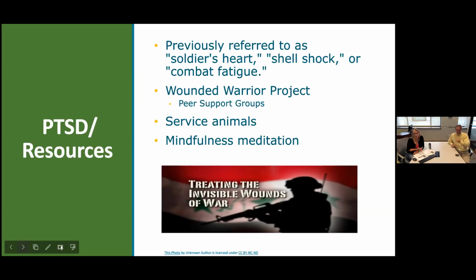In some of your older veterans, you may hear them refer to it as soldier's heart. They could refer to it as having shell shock or combat fatigue. So those could be some other terminologies that you've heard or could possibly hear from one of your veterans.